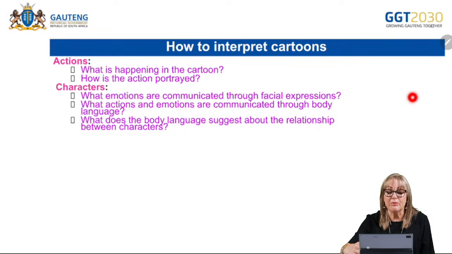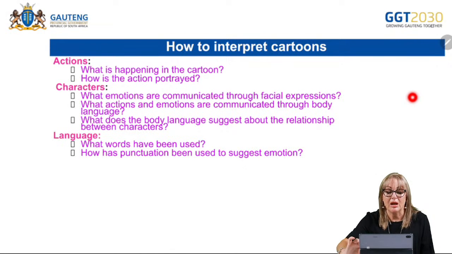And then, what does the body language suggest about the relationship between characters? Because you can clearly see whether they like each other, or whether they're angry with each other, or whether there's an argument. Language. What words have been used? And how has punctuation been used to suggest emotion? Punctuation in cartoons plays a very important role.